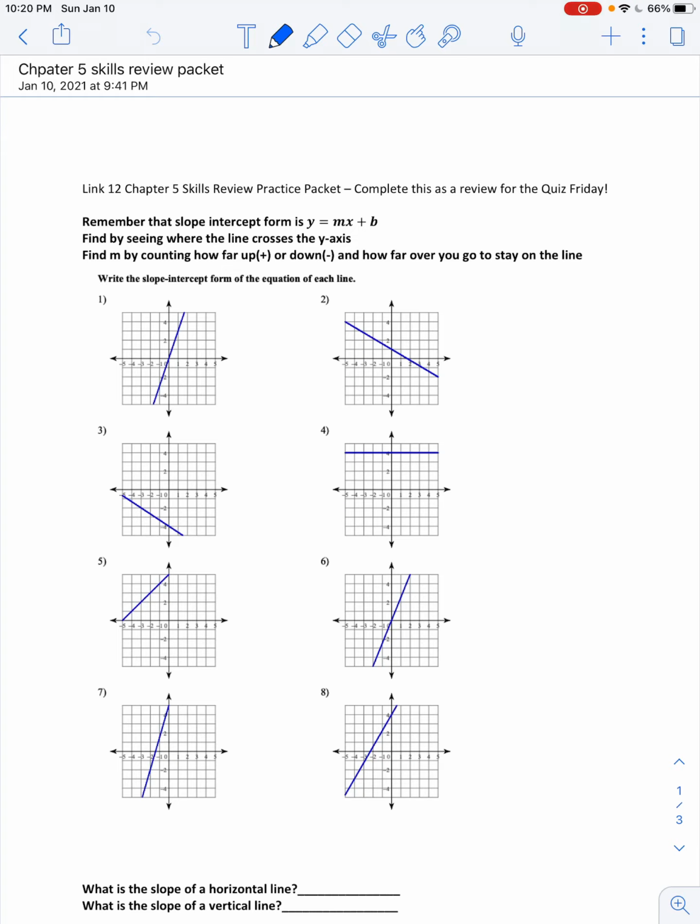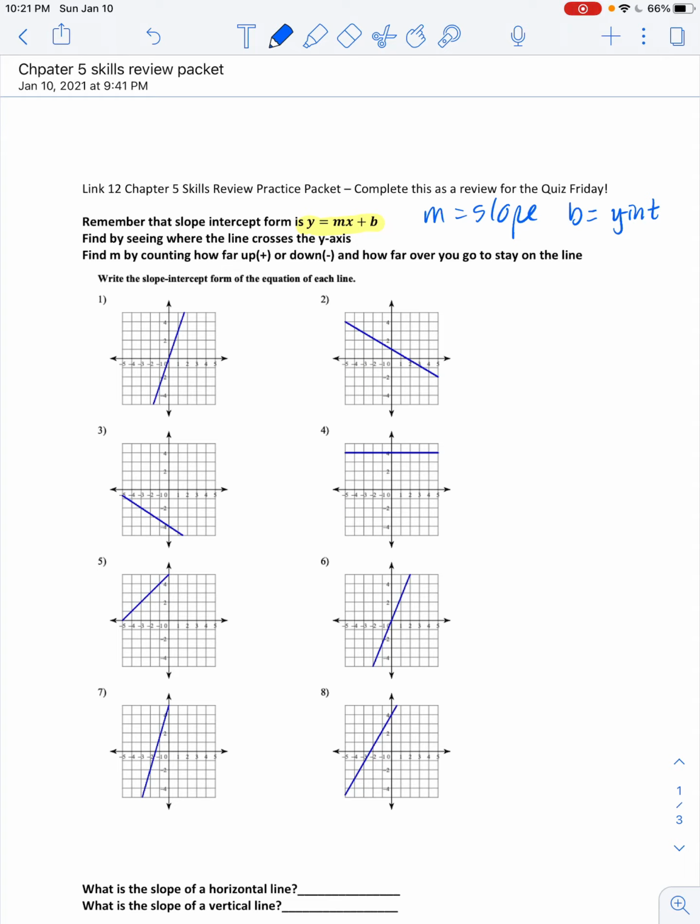So the first page is asking you to write an equation in slope-intercept form using the graph. Keep in mind that slope-intercept form is mx plus b, where m represents the slope of the line, and it's located in front of the x. And also keep in mind that the b is what we call the y-intercept. So it's where it crosses the y-axis.